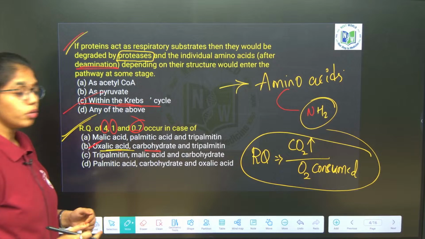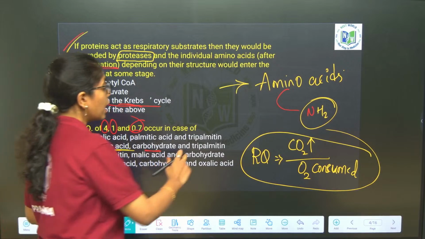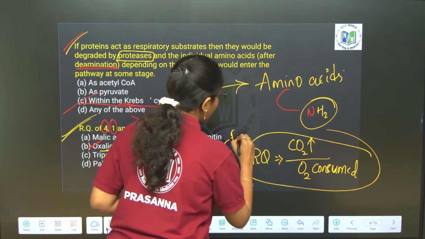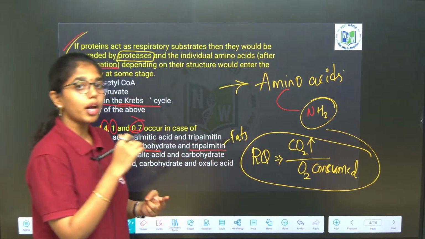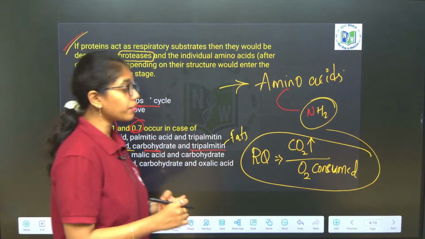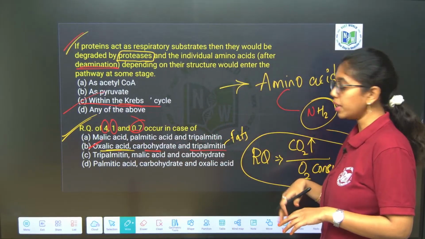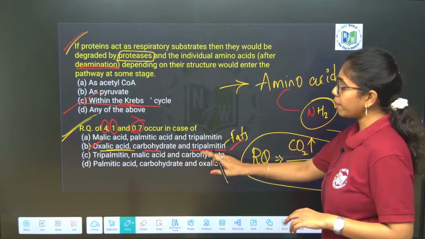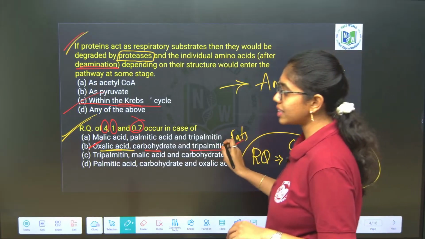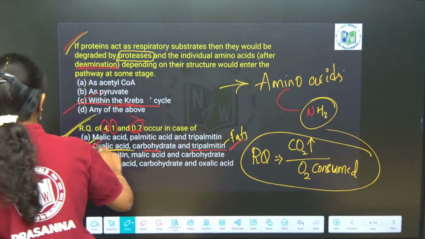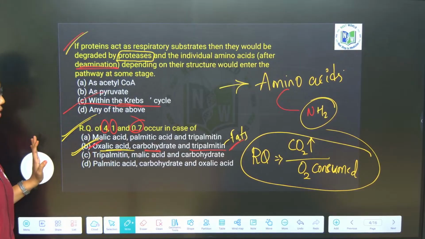Carbohydrates, RQ value will be equal to 1. Okay. Tripalmitin, which are fats or lipids. For fats or proteins, the amount of carbon dioxide evolved will be less and oxygen consumed will be more. So in tripalmitin or fats, it is 0.7 and 0.9. So the right answer will be option B, beta.